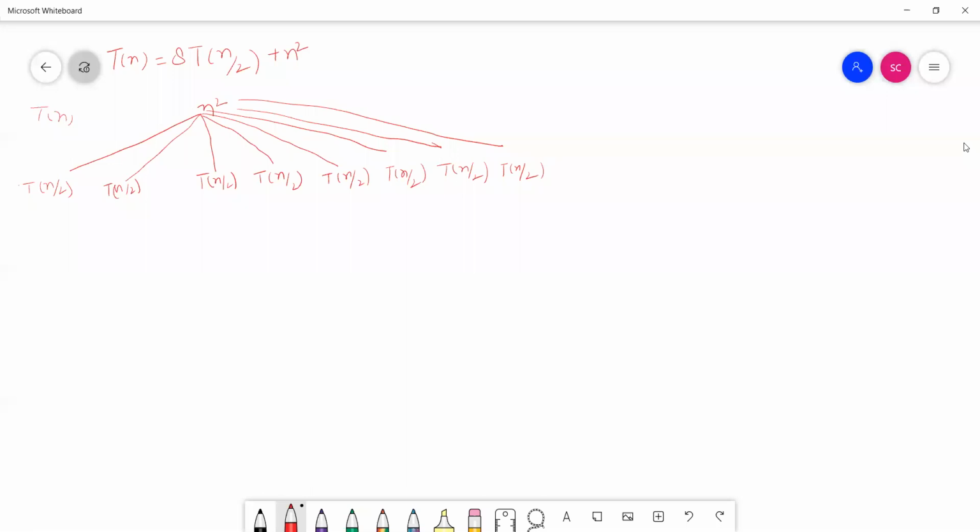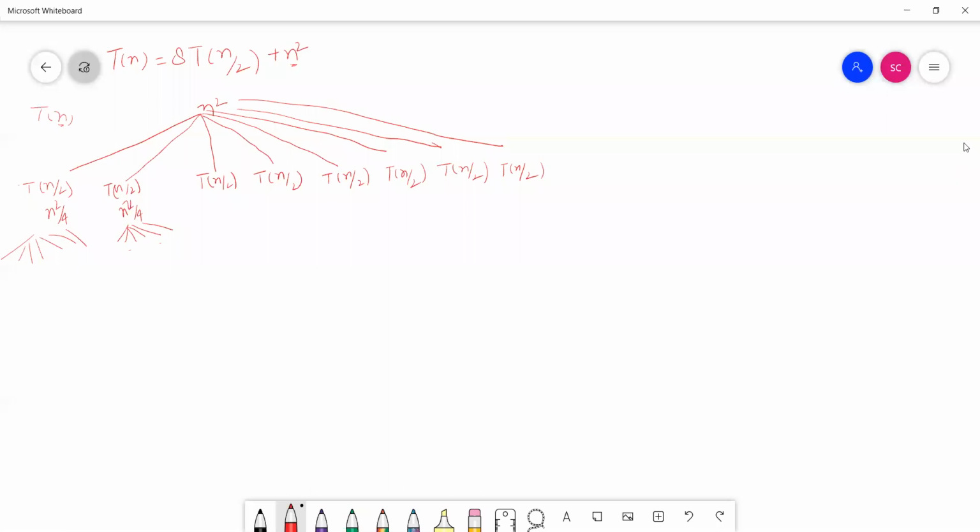8 subproblems of size n by 2 I am getting. Here it was n and we did n square amount of work. Here it is n by 2, so we'll do n by 2 whole square amount of work. After doing n square by 4 amount of work, again I will get 8 subproblems, and so on.